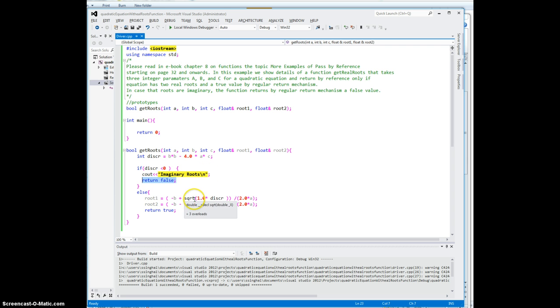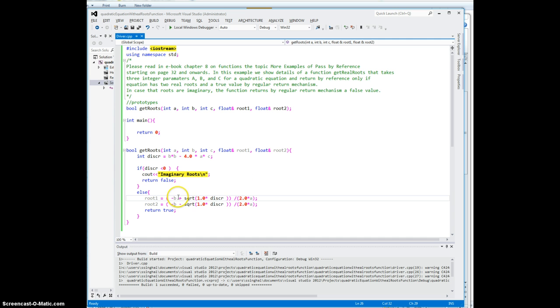Otherwise, I can just use my sqrt function to take the square root of discriminant. In this case, discriminant is int type. We multiply by 1.0 to cast it to a floating point type. Up to Visual Studio 2010, there was a problem that you could not get the square root of an integer. That problem has been removed in Visual Studio 2012.